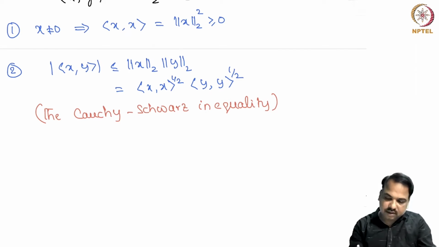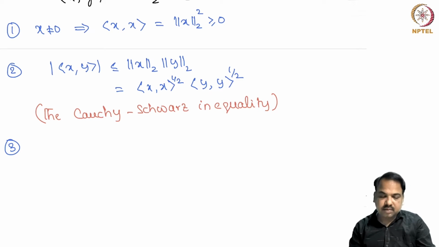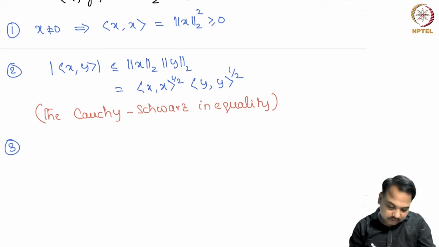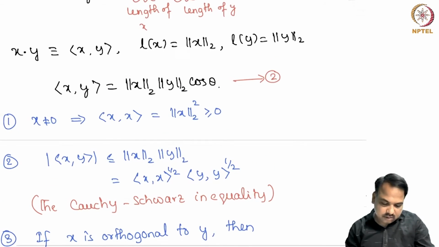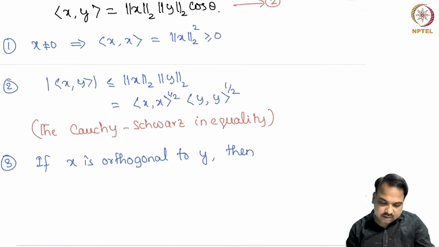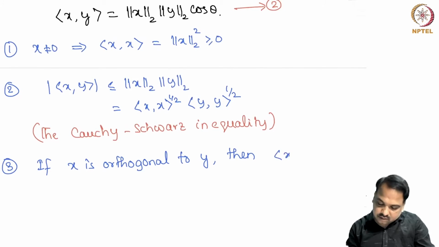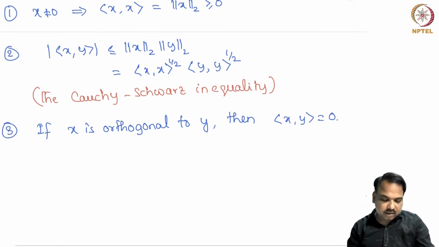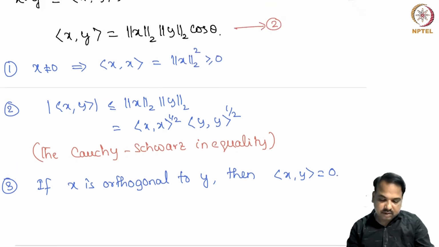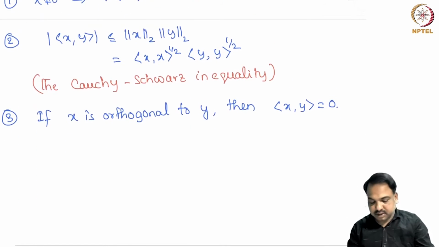Okay, the third observation is, if x is orthogonal to y, that means the angle between x and y is pi by 2, then by equation 2 we will get the scalar product to be 0. So these are the three important observations which we can make from the scalar product of two vectors in plane geometry.